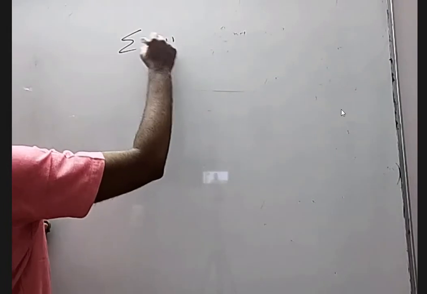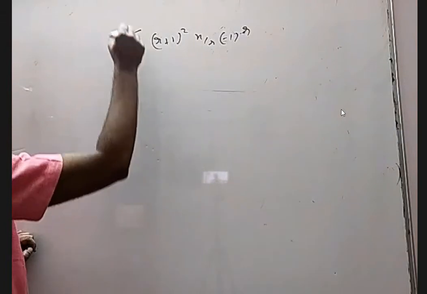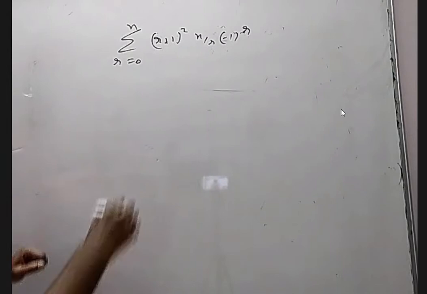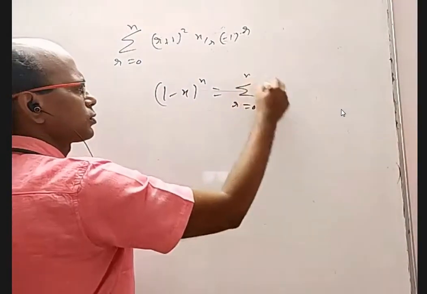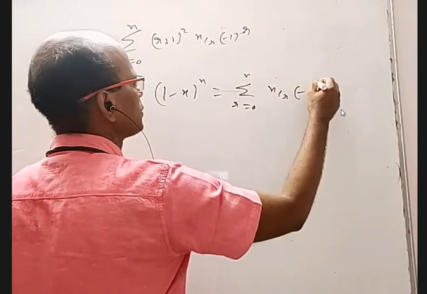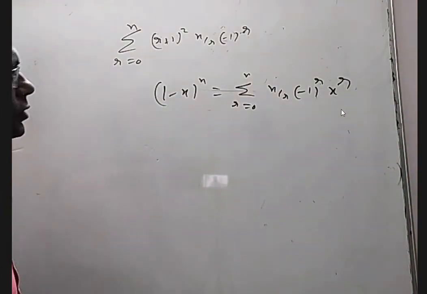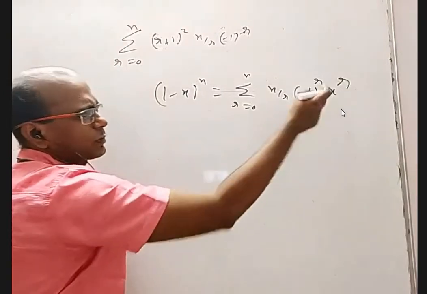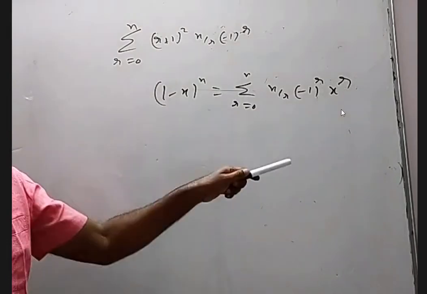Okay, so I wanted the sum of (r+1) whole square into nCr (-1)^r, r from 0 to n. How can I get (r+1) whole square? You know that (1-x)^n is the sum over r from 0 to n of nCr (-1)^r x^r. How do I get this r+1? If you directly differentiate, the derivative of x^r is r x^(r-1). So what do you have to do? Multiply with x on both sides and then differentiate.